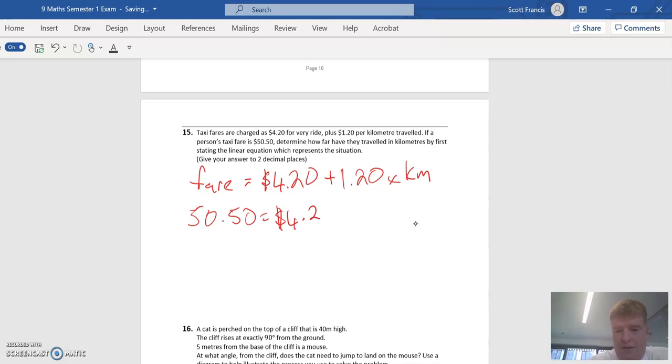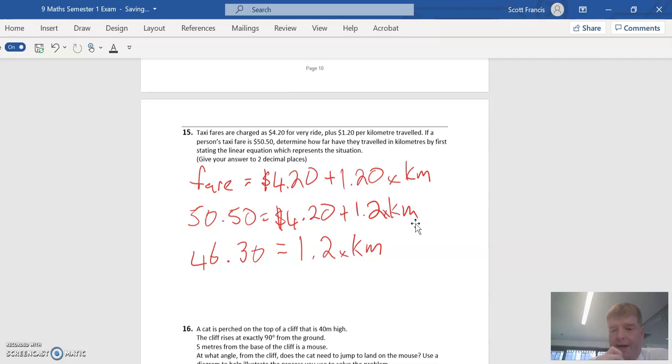$50.50 equals $4.20 plus 1.2 times the number of kilometres. Put a little times in just to remind us there. Let's get rid of the $4.20. We'll subtract $4.20 from both sides. So that's going to leave us with $46.30 equals 1.2 times the number of kilometres. To find out the number of kilometres, we're going to have to divide both sides by 1.2. So $46.30 divided by 1.2. 1.2 divided by 1.2 is just going to be the number of kilometres.